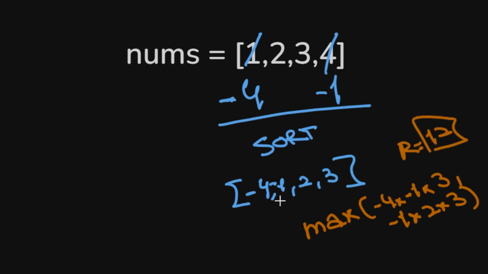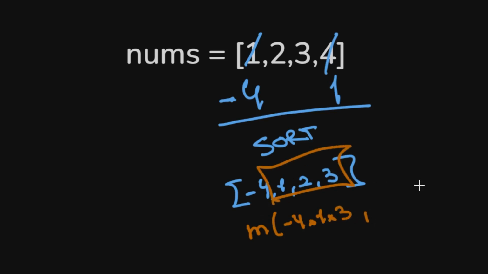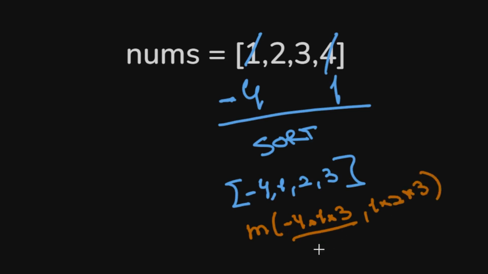And we can use this same idea for any possible array. Let's say once again that this number is positive, so here we have a positive 1. We keep the maximum between -4 times 1 times 3, the last element, and the three largest elements, 1 times 2 times 3. Here this part would be -12 and this part would be positive 6. The maximum is 6, so the result in this case would be 6.